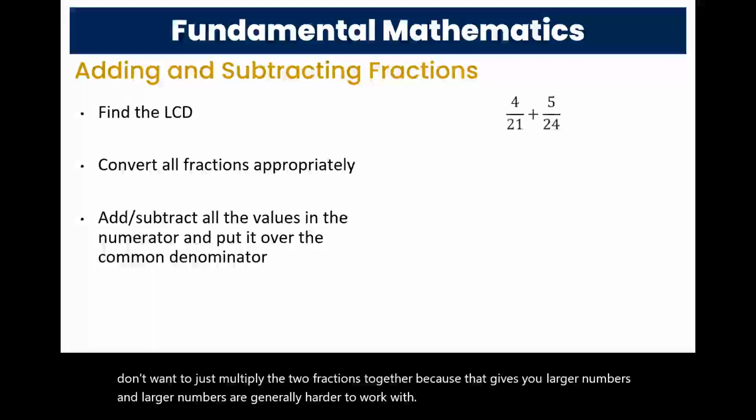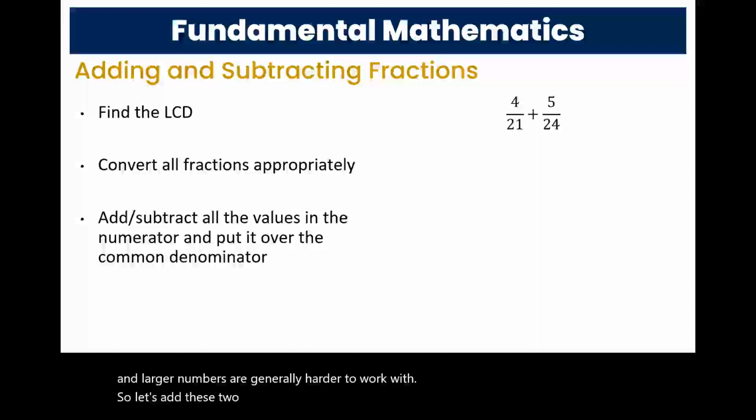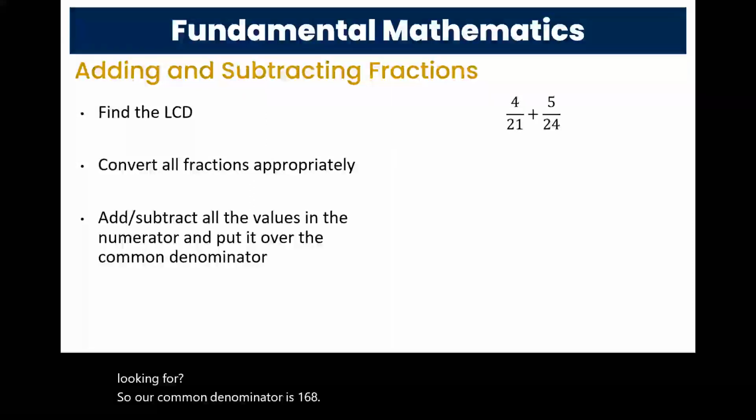So let's add these two fractions up. What are we going to have to do to get to the value we're looking for? So we know our common denominator is 168. So what do I need to multiply that first fraction by to get it to 168 in the denominator?